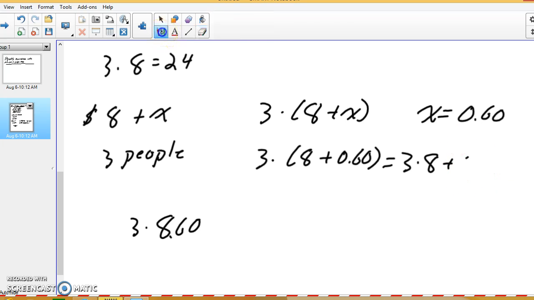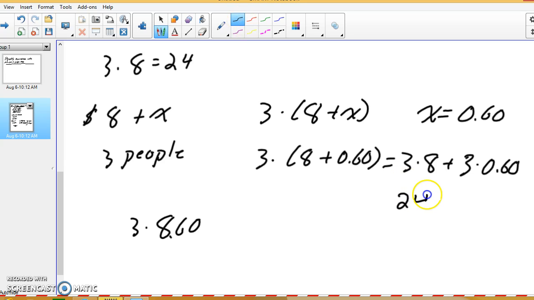Okay, well this math is a little bit easier, saying 3 times 8 plus 3 times 0.60 rather than 3 times 8.60. Because we know this is 24, and this one, with just a little bit of work, we know it's 1.80. Then this is all equal to $25.80. If I gave you just 3 times 8.60, you might not be able to come up with $25.80 off the top of your head.